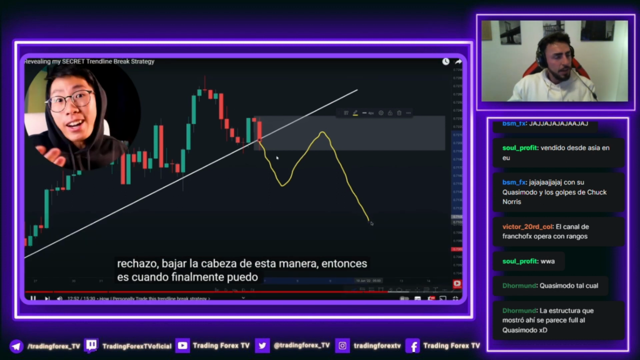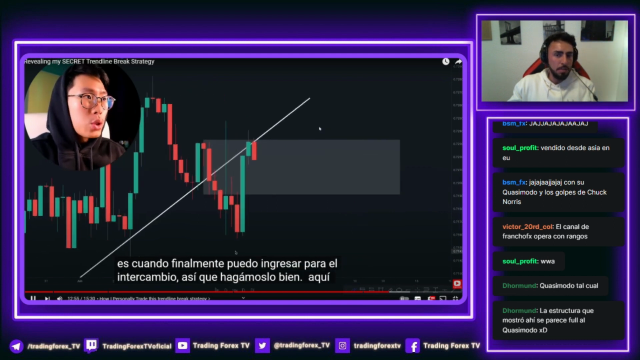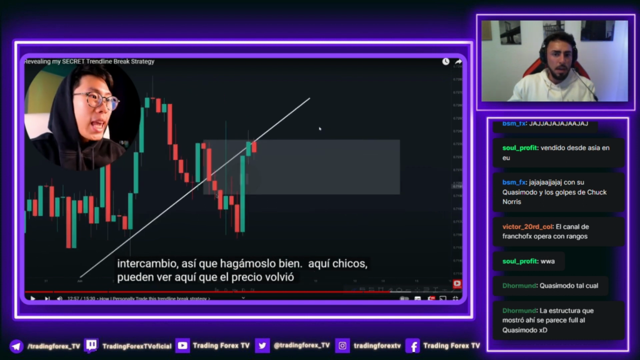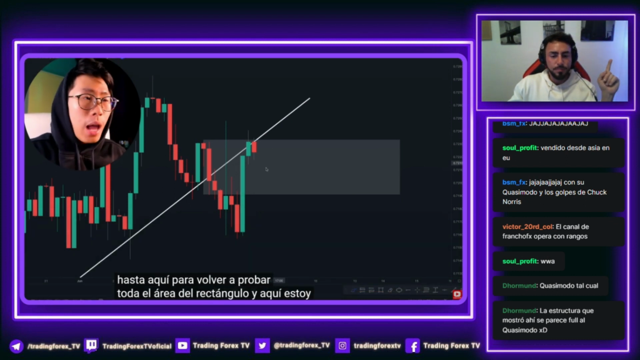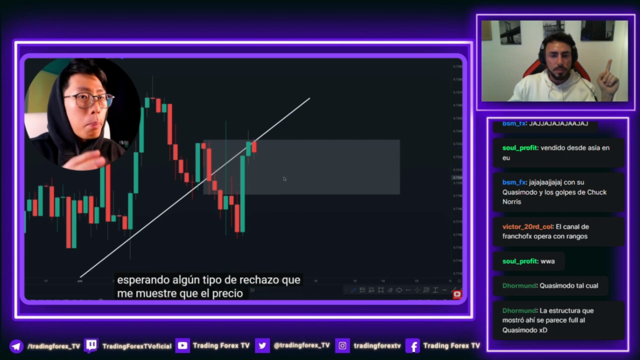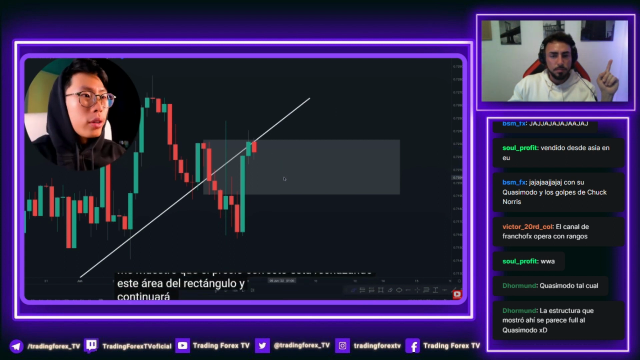You have to wait for the price to come out and bounce right here, guys, you can see right here. Price. What happened here? Okay, it still needs to go all the way up here to retest this entire rectangle area. And right here, I'm waiting for some sort of rejection that shows me that, okay, price is rejecting this rectangle area and it's going to continue to head back down.